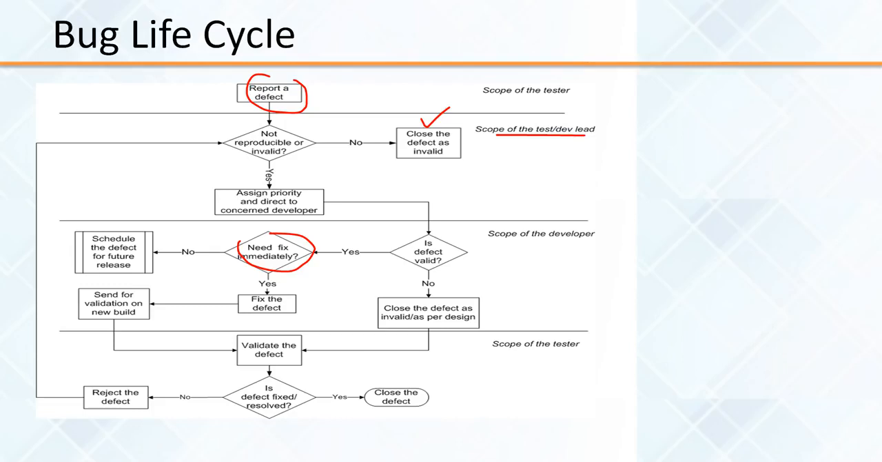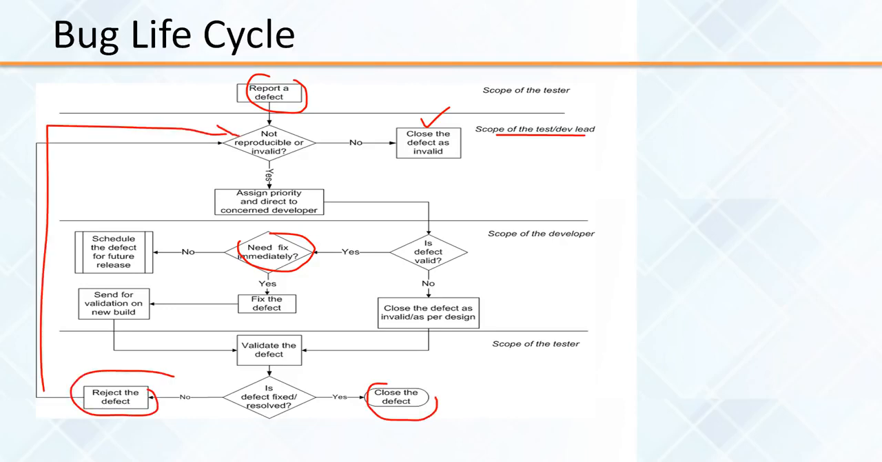Then again, we need to verify whether the defect is fixed or resolved. If it is fixed, then close the defect. If it is still not fixed, then reject that defect, and it will come back to the initial stage, that is the reopen stage. Okay, so the entire stuff we can simply say in a few steps.